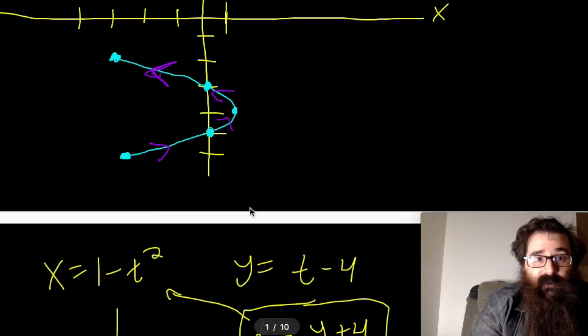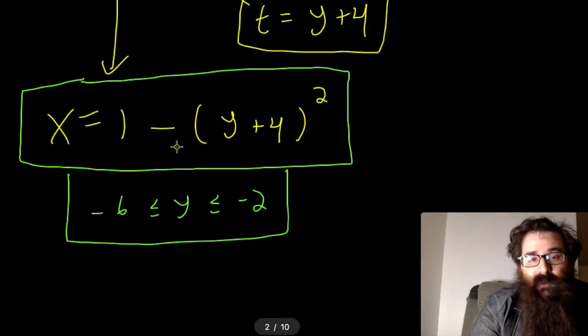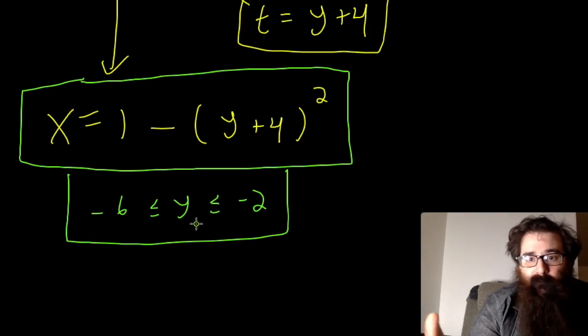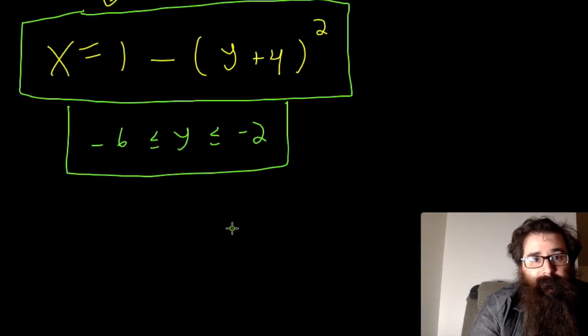I said I don't want to draw it all the way through and continuing on indefinitely. I want to honor that restriction. So here I'd say, well, it is the curve given by this equation, but not forever. It's got a restriction, and that y only goes from -6 to -2. This is a great way to put it.